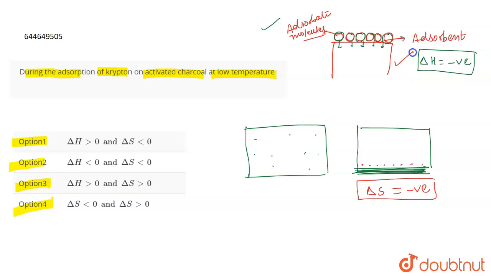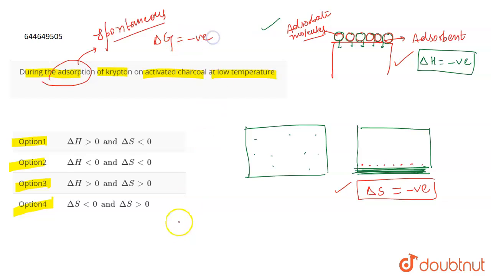Okay, so delta H is negative because energy will be released on the formation of bonds, and delta S is negative because randomness is going to decrease. So whenever adsorption takes place, adsorption is a spontaneous process. At low temperature, adsorption is a spontaneous process. It means that the delta G is negative. And if we talk about the expression, delta G is delta H minus T delta S.